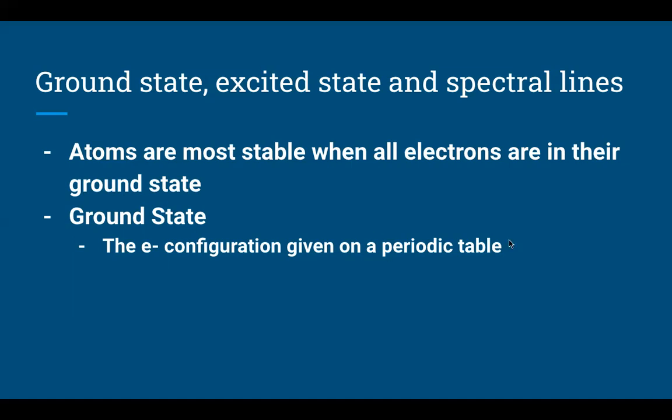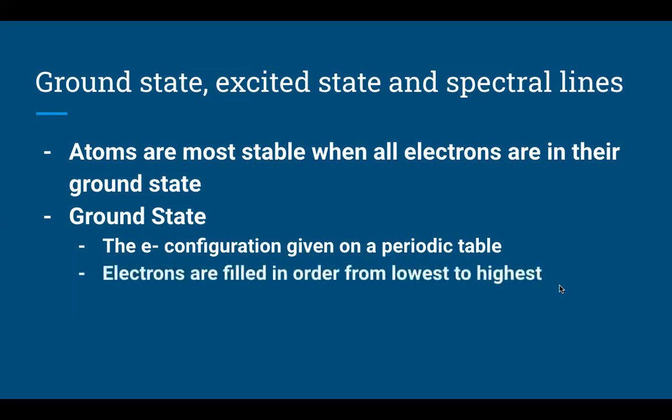But this would be the one that was found on the periodic table. That's what is always provided if you have a periodic table with electron configuration information. Electrons always enter the lowest energy level first and then go to the highest. That's the Aufbau principle. We enter the lowest one available to us.